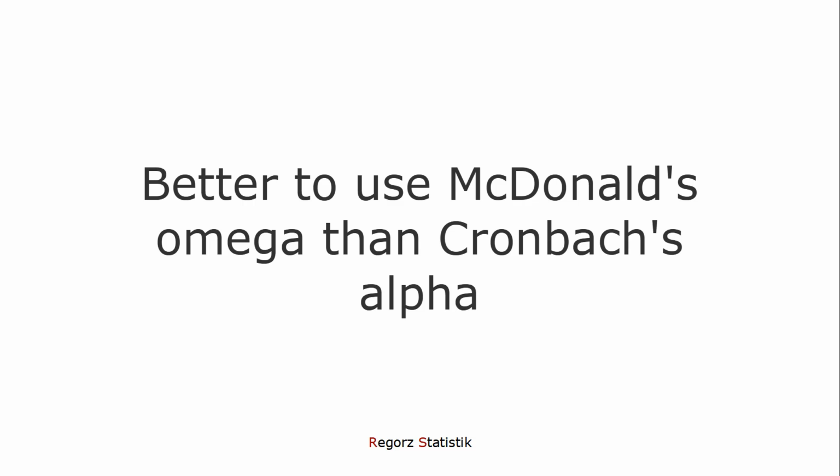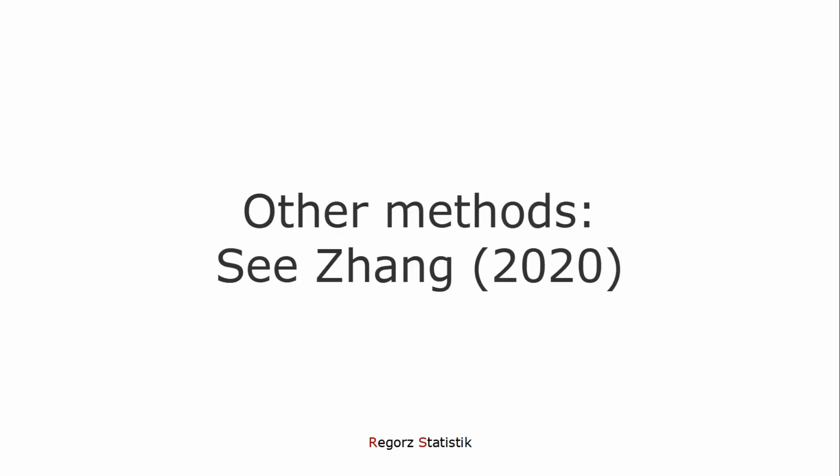One thing to keep in mind, in general, it is better to use McDonald's omega than Cronbach's alpha as an estimate for the reliability of the longer scale in this calculation. If you use Cronbach's alpha, you could overestimate in the end the reliability of your single item. There are other methods you could use. For that, see the dissertation by Zhang, 2020.